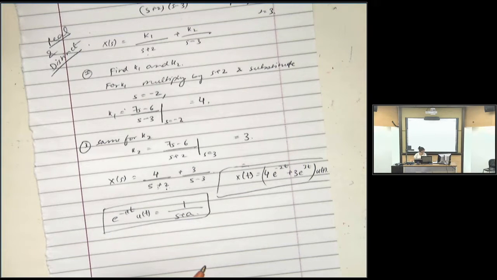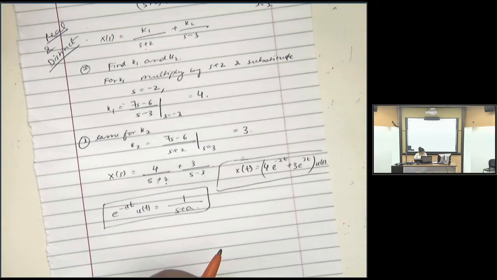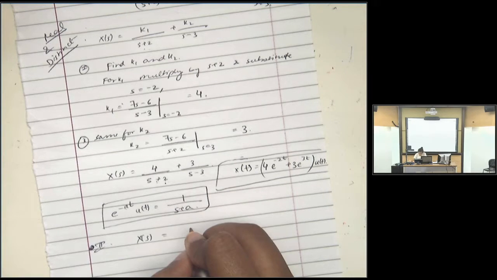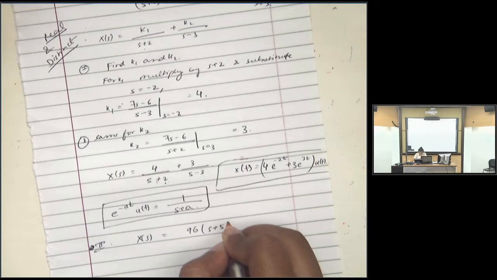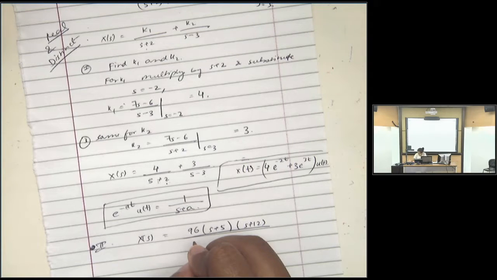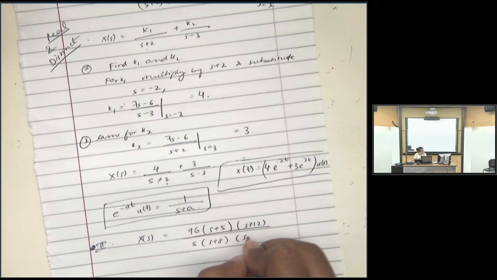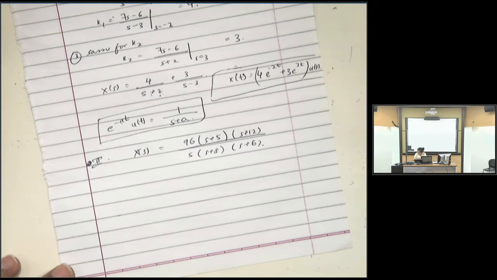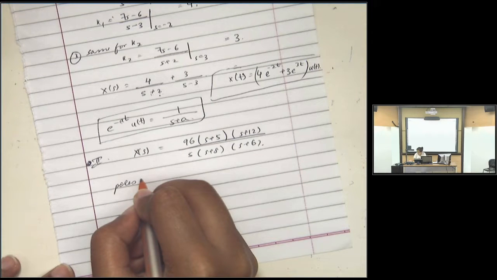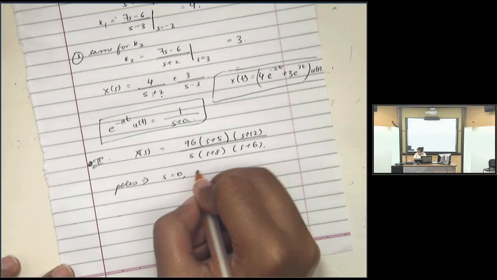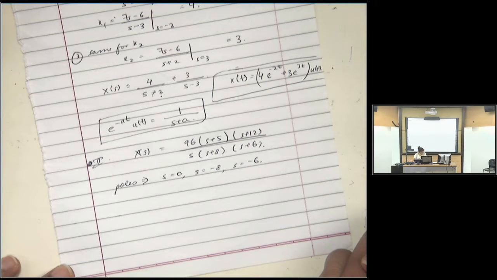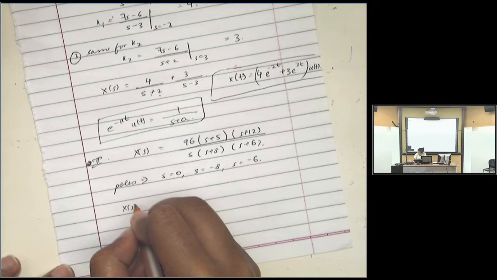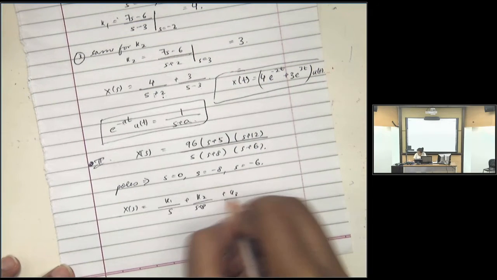Okay, so let's do another example now. This is pretty much similar. X(s) is now given to be 96(s plus 5)(s plus 12) over s(s plus 8)(s plus 6). So my denominator is already factorized, so I don't have to worry about that step right now. Okay, so what are my poles over here? My poles are at s equals 0, s equals minus 8 and s equals minus 6. Correct? Now again, doing the partial fraction expansion, we will write X(s) in terms of k1 over s plus k2 over (s plus 8) plus k3 over (s plus 6).